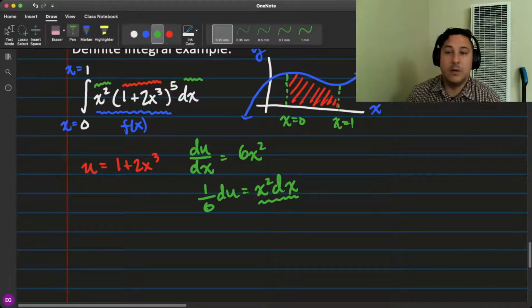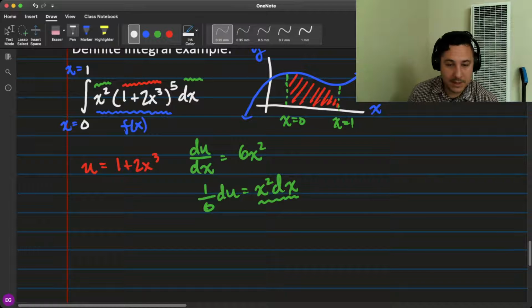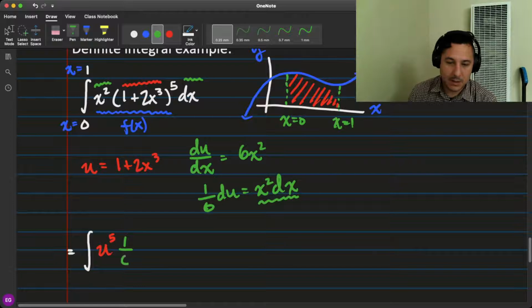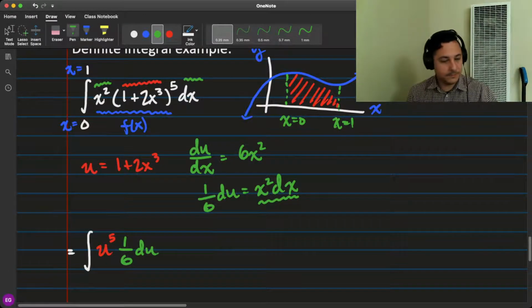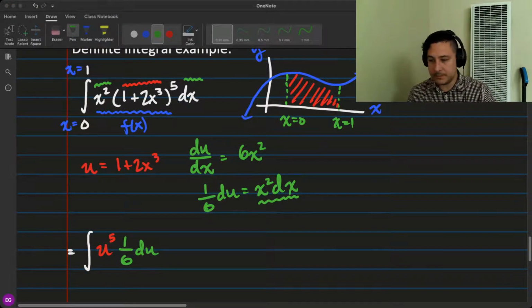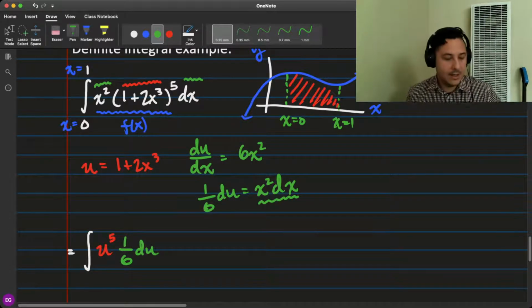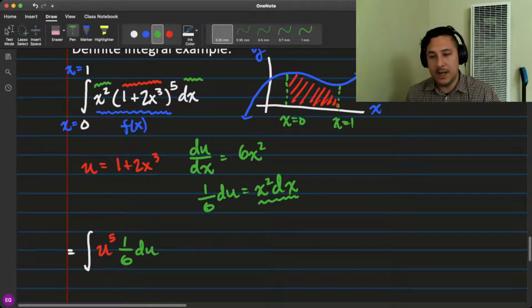Okay, so now you can make this change. You can say, okay, I'm integrating. We'll forget about what I'm integrating for a moment. But the 1 plus 2x cubed, that's u. And it's now u to the 5th. And what used to be x squared dx, I can now replace with 1/6 du. So you're like, yay, success. This is going to be way easier to integrate. But the problem is I need to know those bounds.